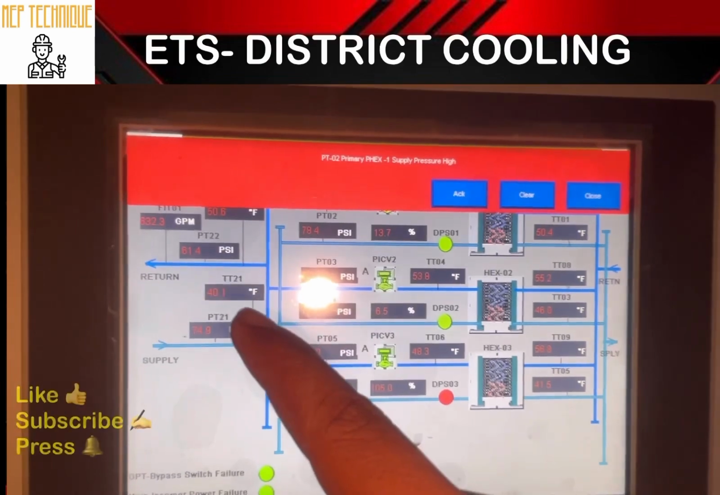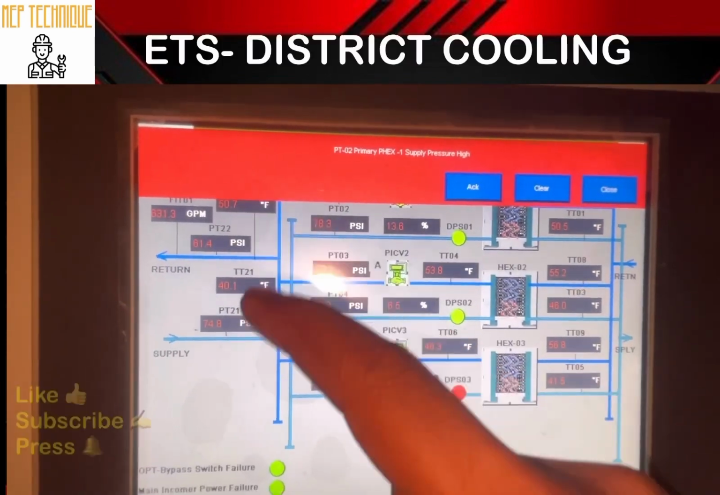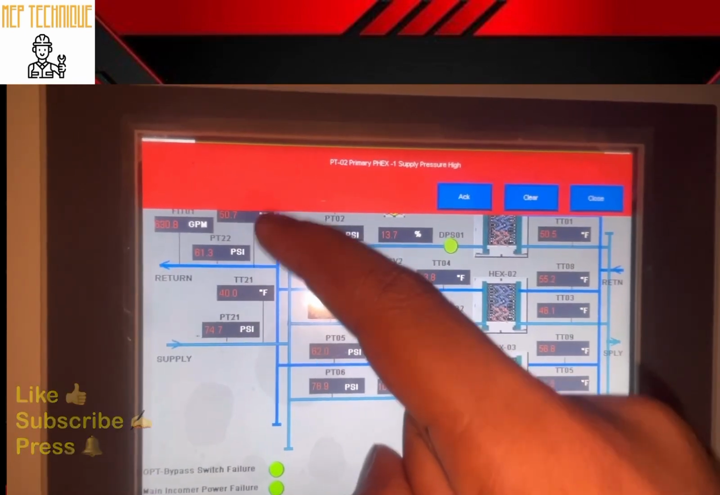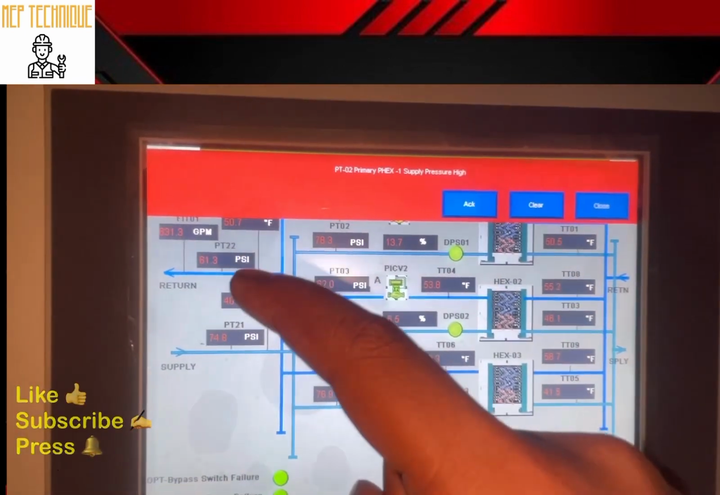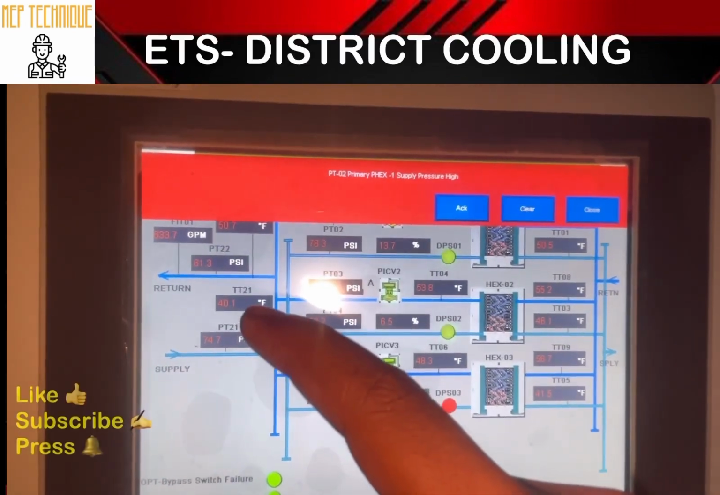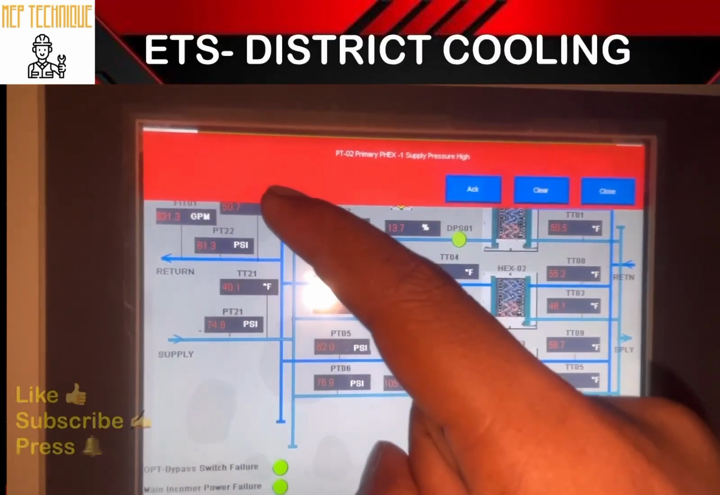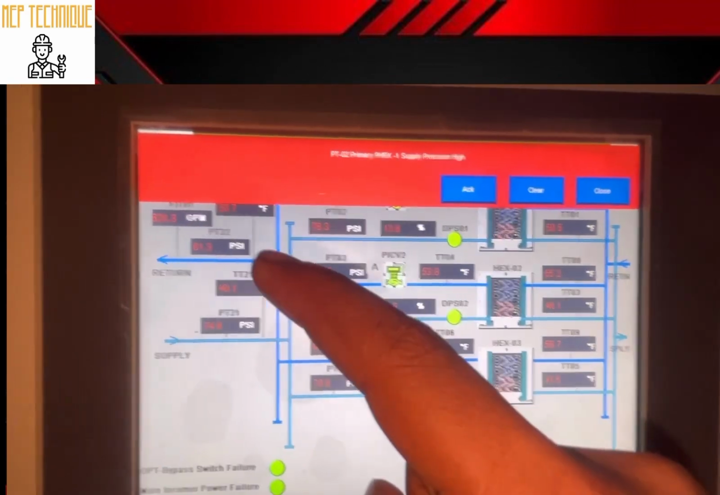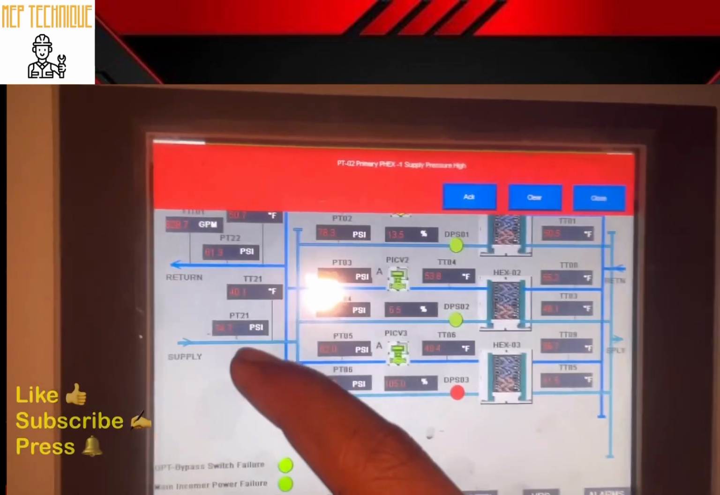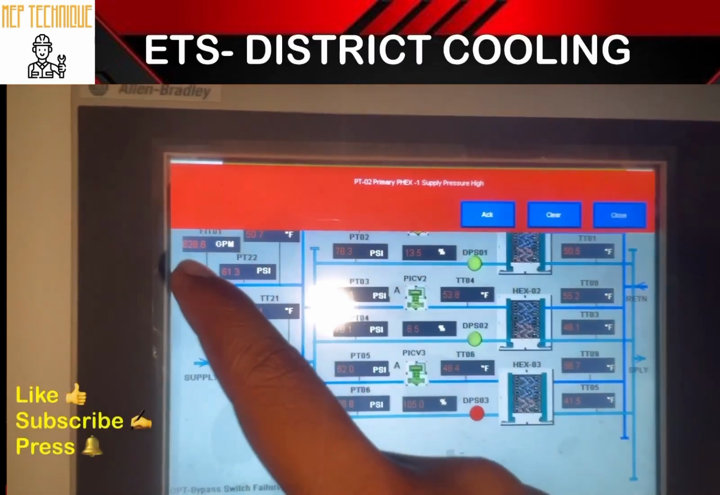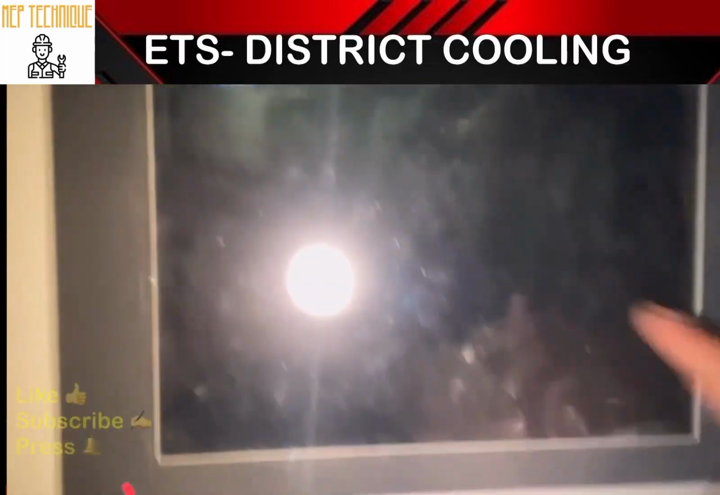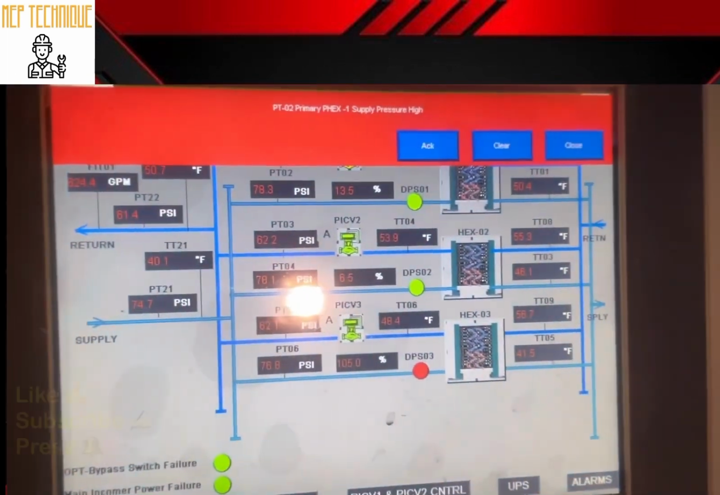You can observe here that there is a difference in temperature and a difference in pressure. The temperature increased in the return line and the pressure decreased. That is called delta T and delta P. Delta T means the difference in temperature between chilled water return and chilled water supply, and delta P means the difference between pressure in the return line and pressure in the supply line. And this is the chilled water flow. The flow is 628.0 GPM, where GPM means gallons per minute.